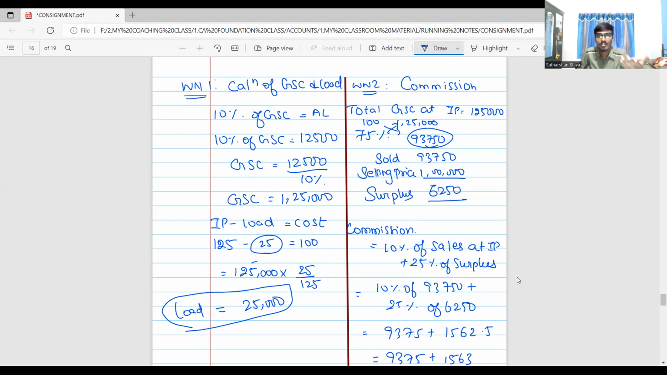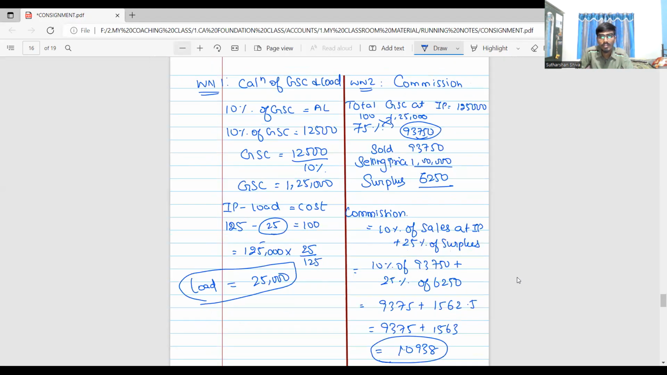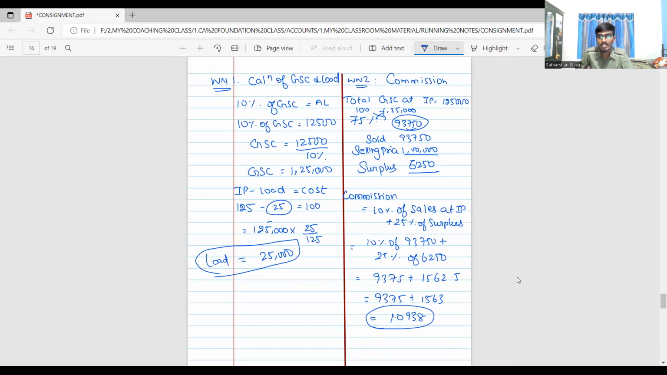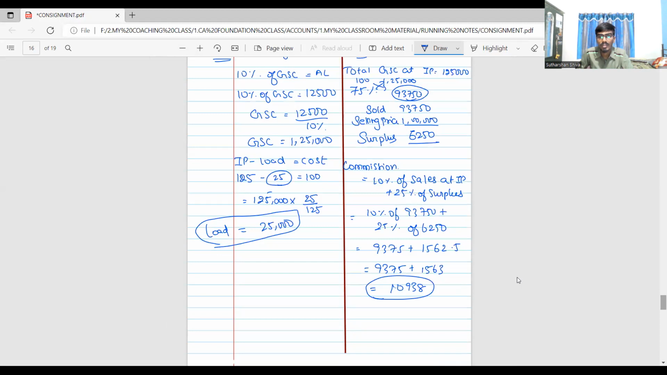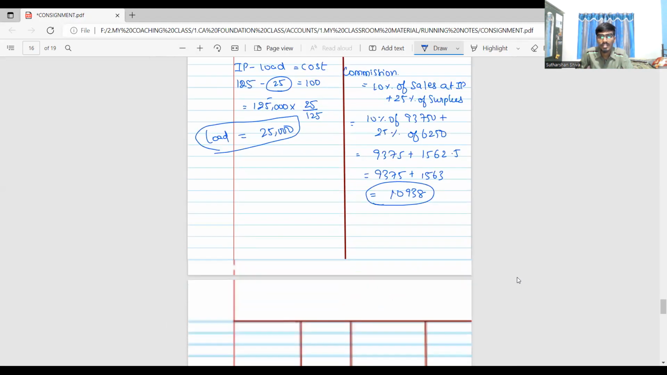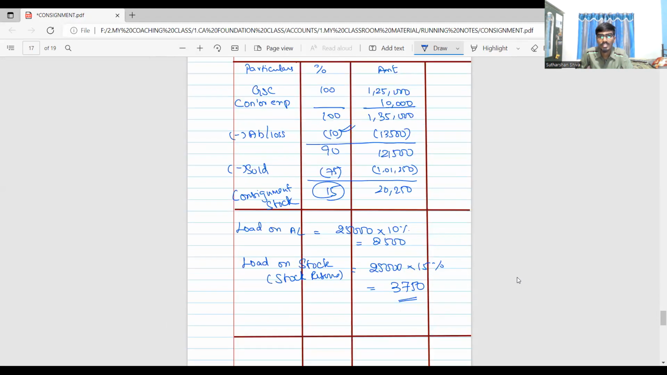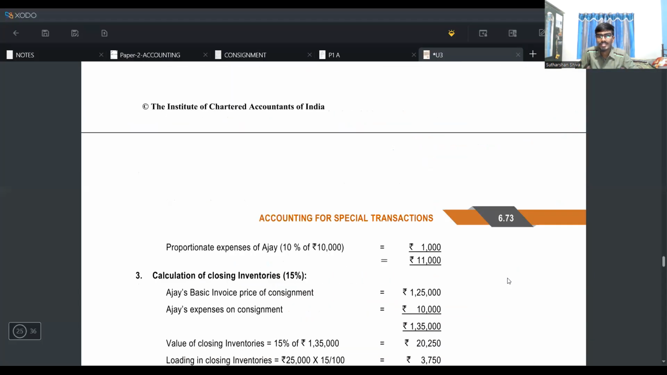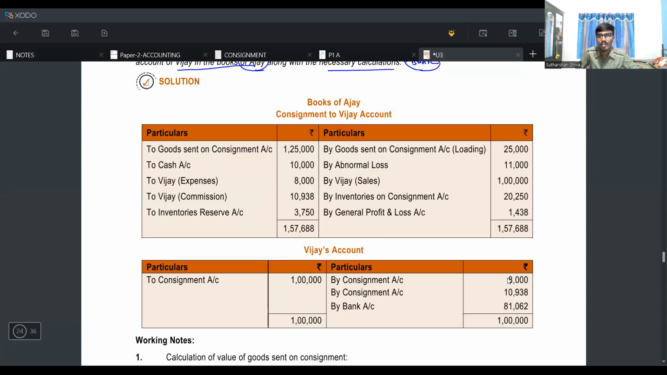This is the question you need to calculate, and the working note. Okay, you can easily take a screenshot. Then this one also you can easily take a screenshot. Pause the video and take a screenshot. Now you can easily post it in your ledger. Ledger is very simple. You can easily post.